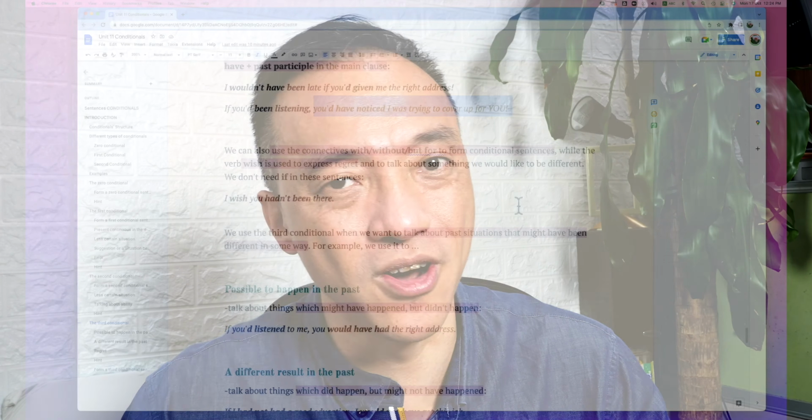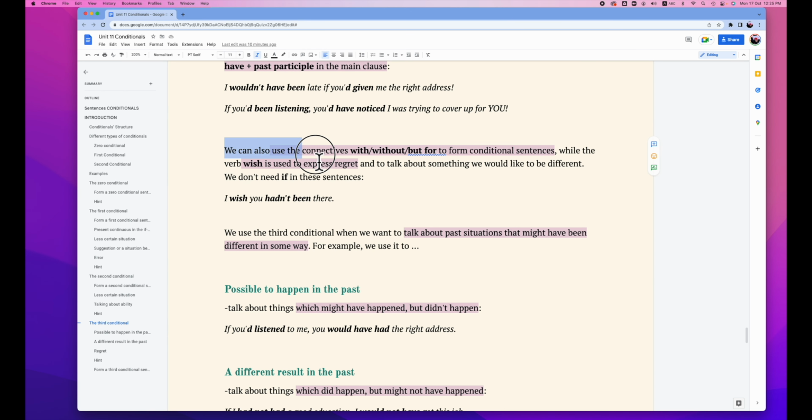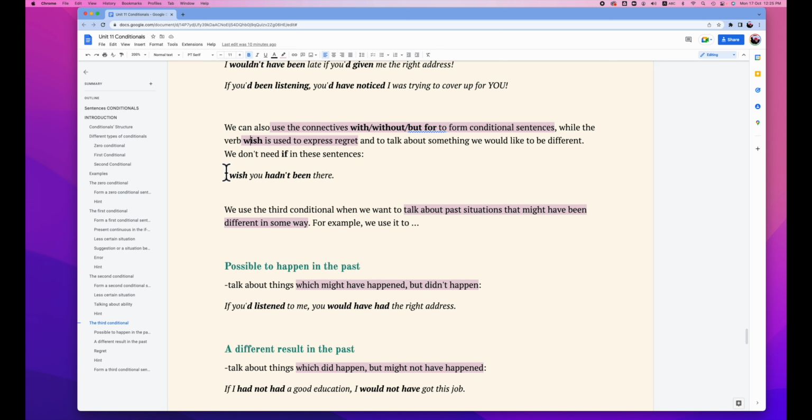Other than the connection word if, to use the third conditional, we could use some other connectives. Let's take a look at what other connectives we could apply. We can use connectives like with, without, but for, to form conditional sentences. While the verb wish is used to express regret or talk about something we would like to be different. We don't need if in these sentences. For example, I wish you hadn't been here.